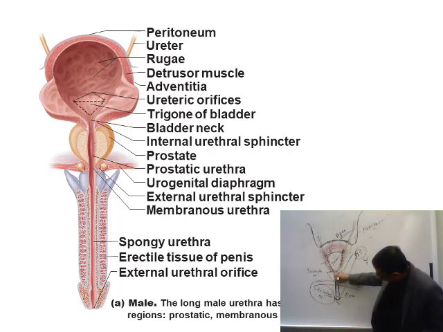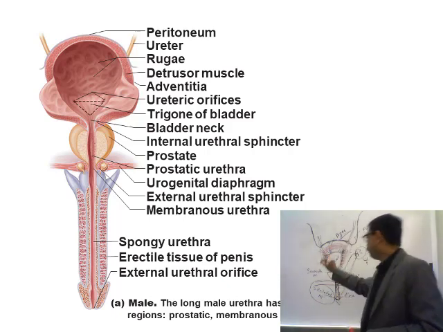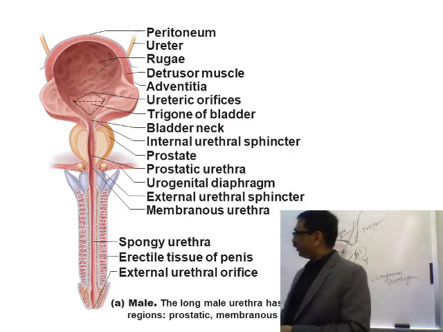So the part surrounded by the urogenital diaphragm is the membranous part of the urethra. Inside the prostate, prostatic part of urethra. This is the prostate. And then the spongy part inside the shaft of the penis. So that's the longest part. Okay, so 3 parts of the urethra.